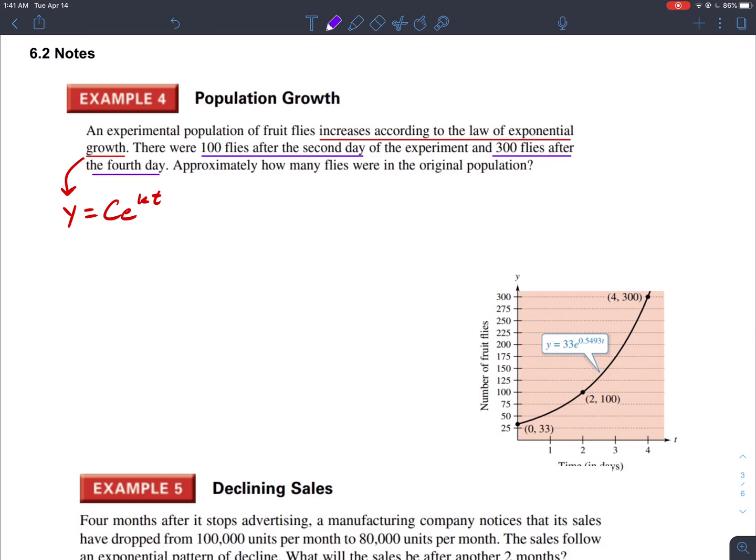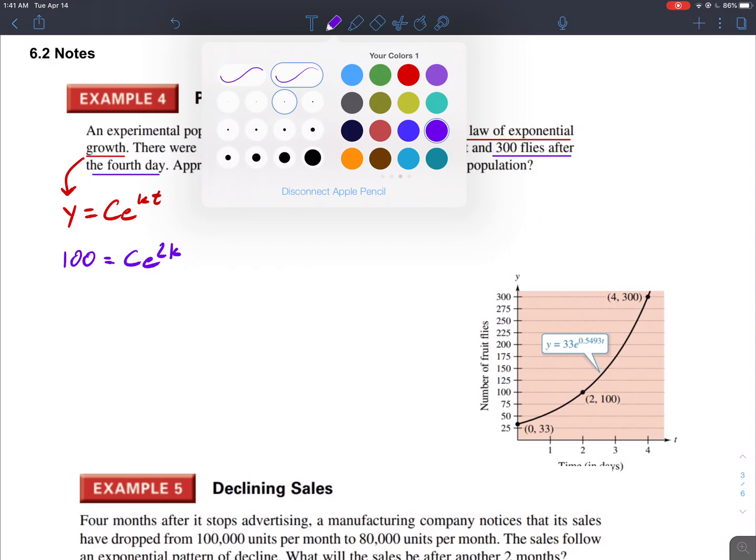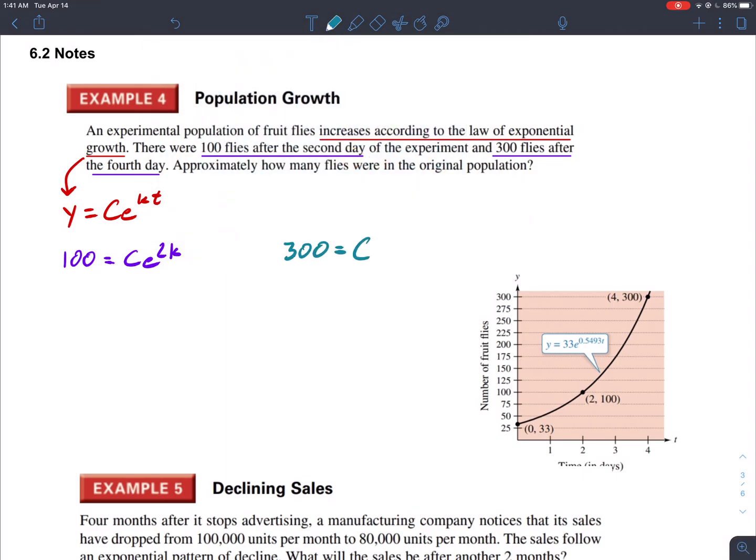All right, so really we have two formulas here. We know there's 100 after 2 days, so 2k, and then we know that there are 300 after 4 days. So we've got really a system of equations going on here. I'm going to take the left one and solve for C. So 100 divided by e to the 2k is C. And technically, I could write this as 100 e to the negative 2k. If I just want to bring this e to the 2k up, I can give it a negative exponent. So now that is going to go in for C in this formula.